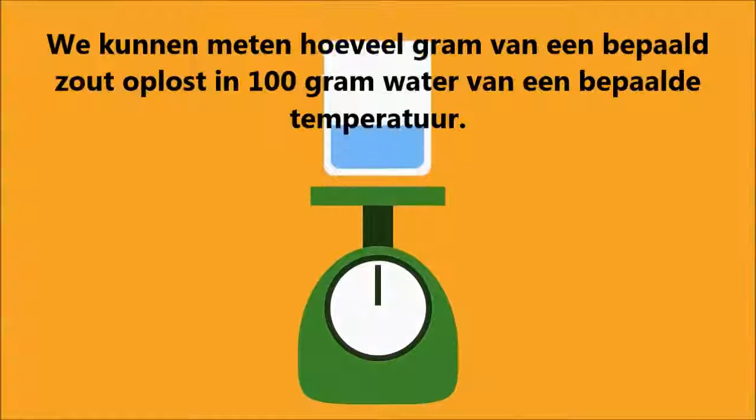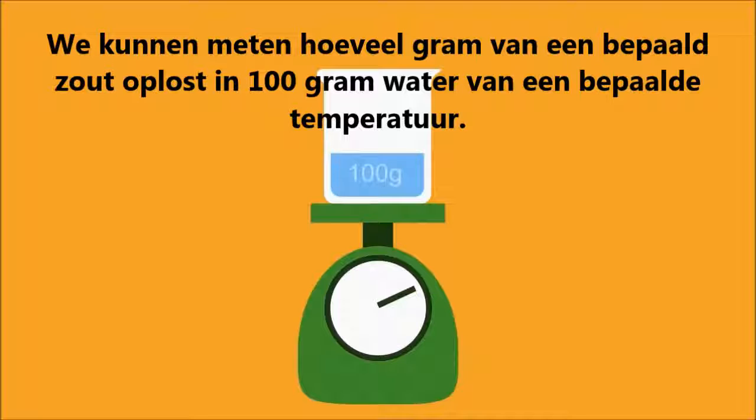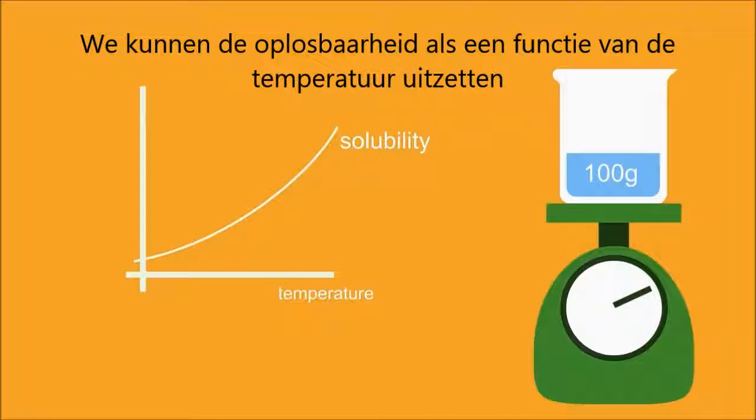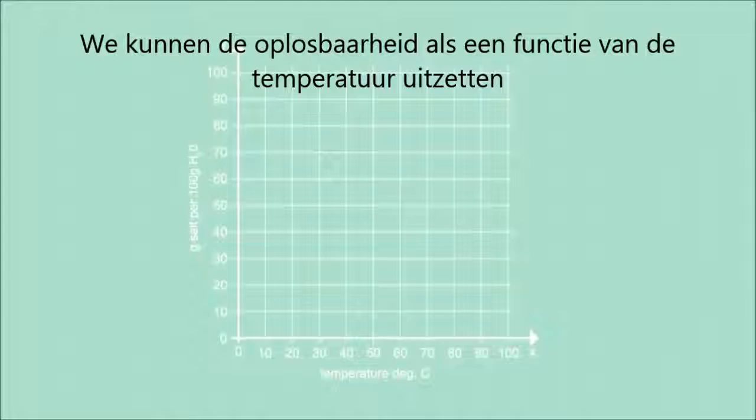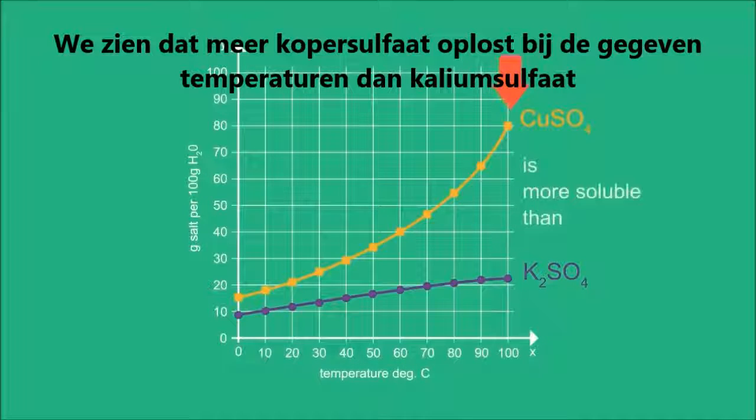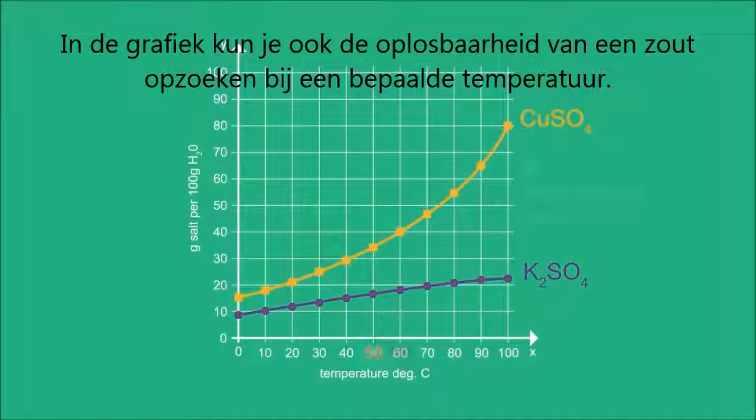We can measure how much of a given salt can dissolve in 100 grams of water at a certain temperature. We can plot solubility as a function of temperature to give a solubility curve. Here are solubility curves for copper 2 sulfate and potassium sulfate. We can see that for all temperatures, copper 2 sulfate is more soluble than potassium sulfate. From a solubility curve, it is also possible to find solubility at a certain temperature.